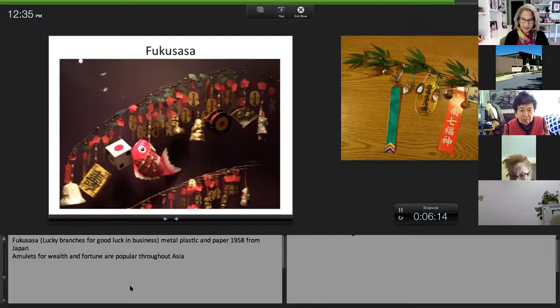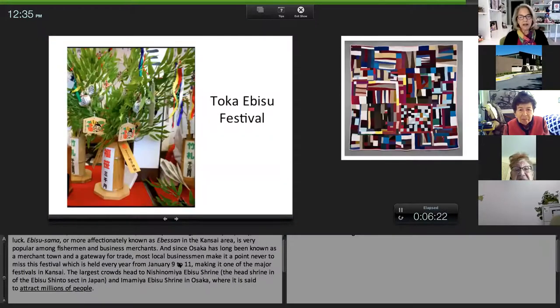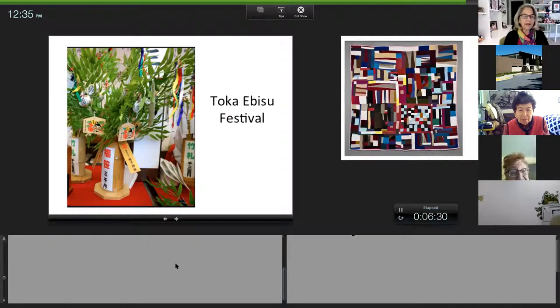But later, I found out, here you can see one of the branches, that it's patterned after a holiday in Japan called Toka Ebisu. And this is a holiday mainly focused on the businessmen in Japan. And they come from all over the world to this festival, and they buy a branch. And this is supposed to bring them good luck for good business for the year to come.